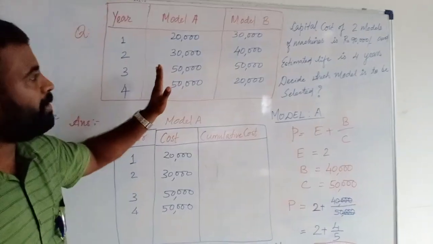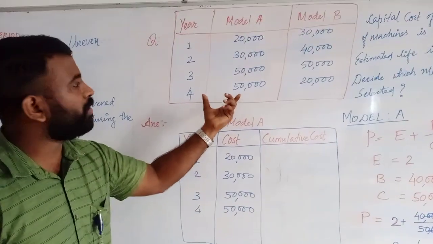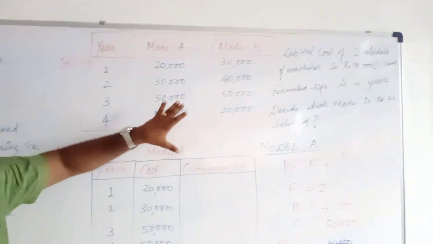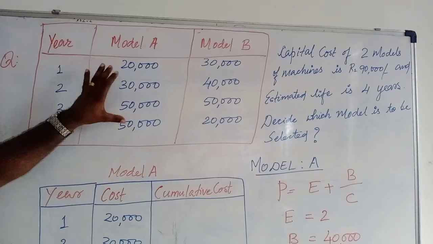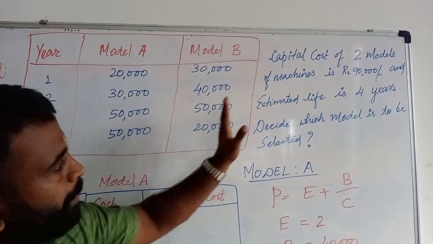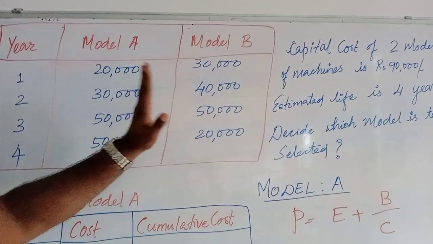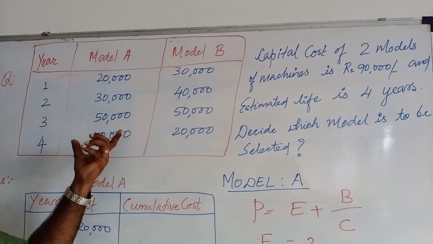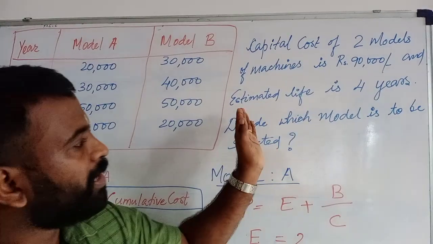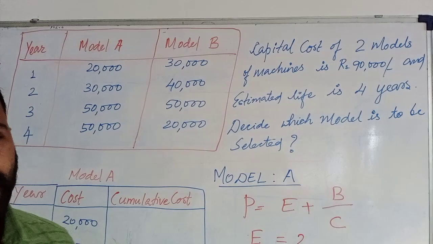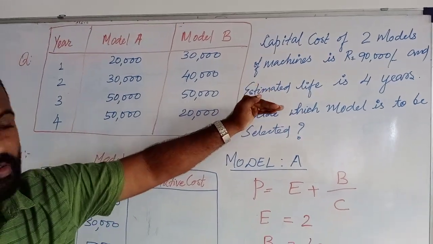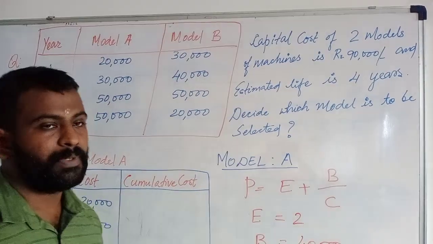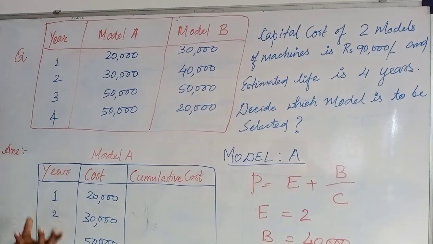Here is a question. The company has two investment proposals for a machinery. Model A and model B are available in the market, and their expected cash inflows are found and put in the table here. The capital cost of both model A and model B is the same, rupees 90,000, and their estimated life is also the same, 4 years. In these circumstances, we have to find out which model will give more profit to the company. So let's move into the calculation part.